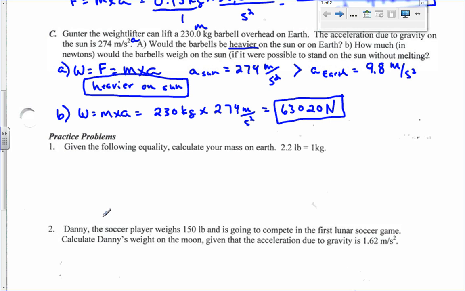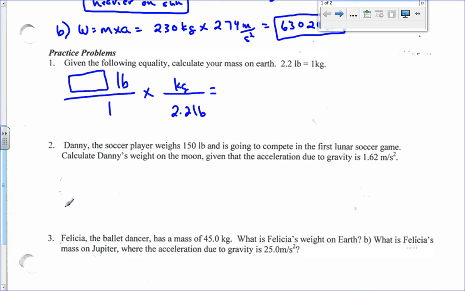Okay, I'm going to give you help on the practice problems. Number 1, given the following equality, calculate your mass on Earth. So you put your weight in pounds over 1, and you multiply by this equality set up in a fraction. How are we going to set it up? 2.2 over 1? Or no, 1 over 2.2. 1 kilogram per 2.2 pounds. Pounds will cancel. So we put our weight on top.